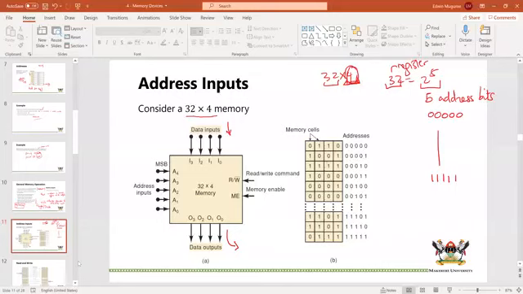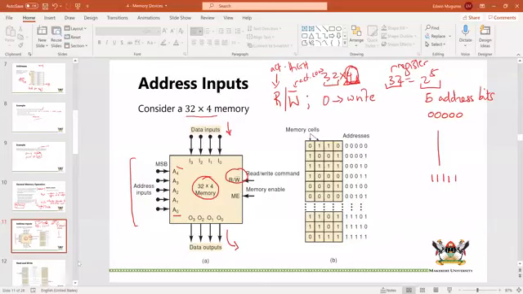Now, these are my address bits. You can see there are 5 bits from A0 to A4, for the 32 by 4 memory, with read/write. The read/write command is given as read bar write, meaning that read is active high and write is active low. If we give a 0, it means we want to write. So if you want to write, make that a 0. If it is a 1, it means you want to read.